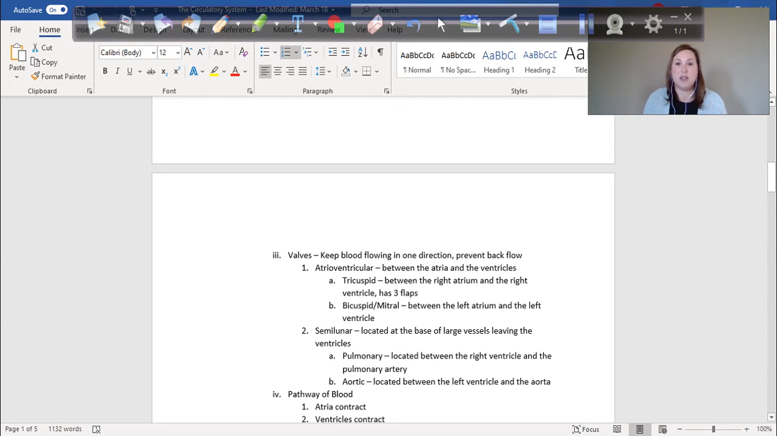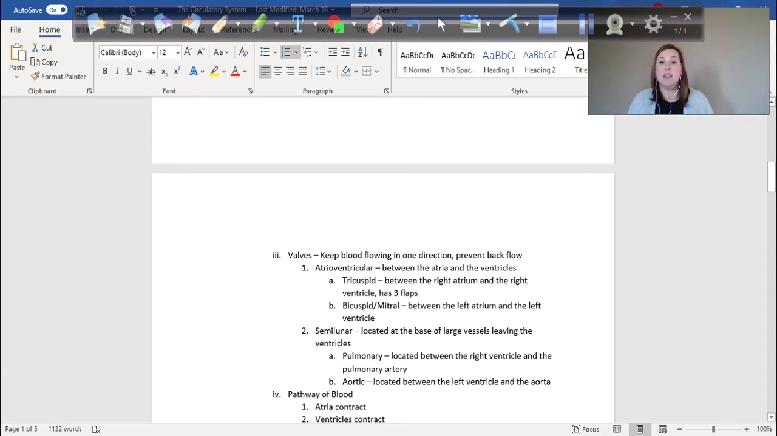Semilunar valves are located at the base of those. It's in between the vessels and the ventricles. So the pulmonary, as the blood is leaving the right ventricle and it's going to the pulmonary artery. If you think about that, the blood's leaving the right side and going to the lungs. So it's the pulmonary valve.